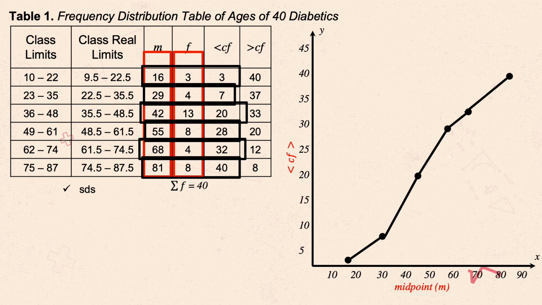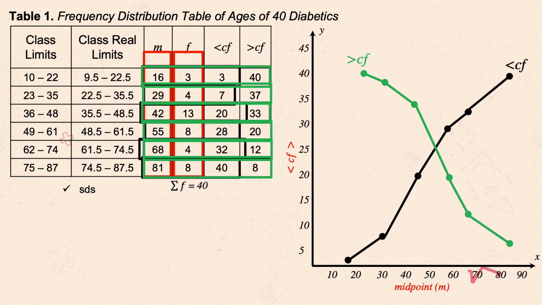Plotting the first class with its greater cumulative frequencies, it will be here. Next, the second class, here. Connect, then continue this until you reach the sixth class, and this is now the complete ogive of the data with the title Figure 3, Ogive of Ages of 40 Diabetics. Don't forget to label what this black graph is, same with the green graph.